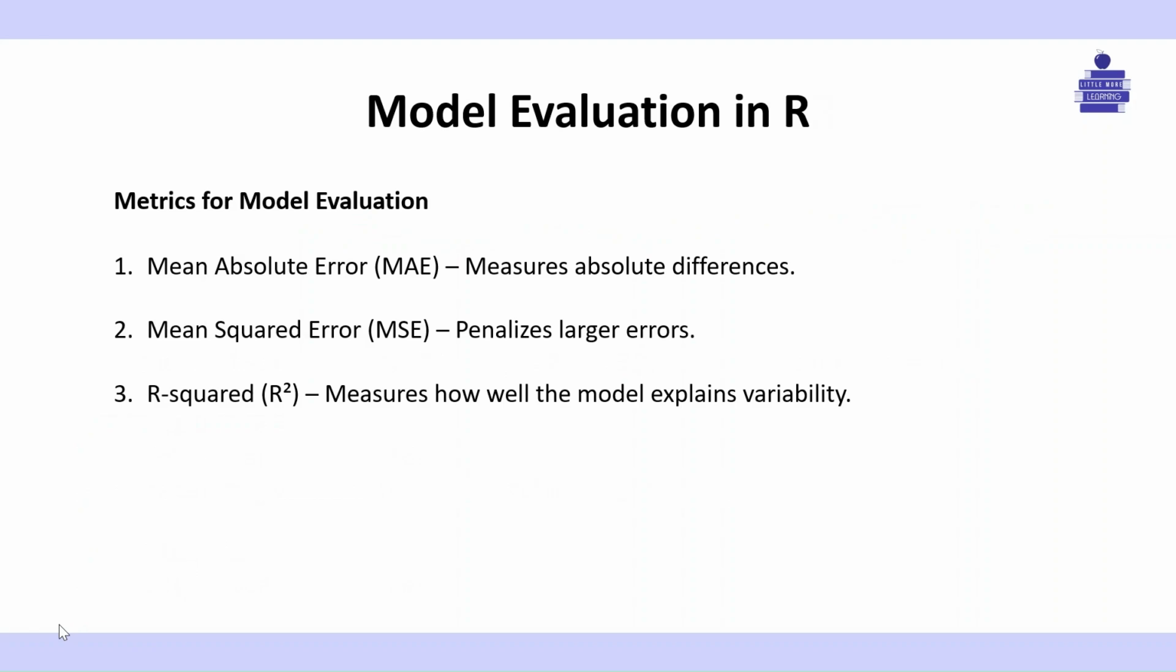Last is model evaluation in R. Model evaluation ensures the accuracy and reliability of predictions. So metrics for model evaluation include, the first one, mean absolute error. It measures the absolute differences. The second one is mean squared error, or MSE, which penalizes large errors. Last one is R squared. It measures how well the model explains the variability of the data.